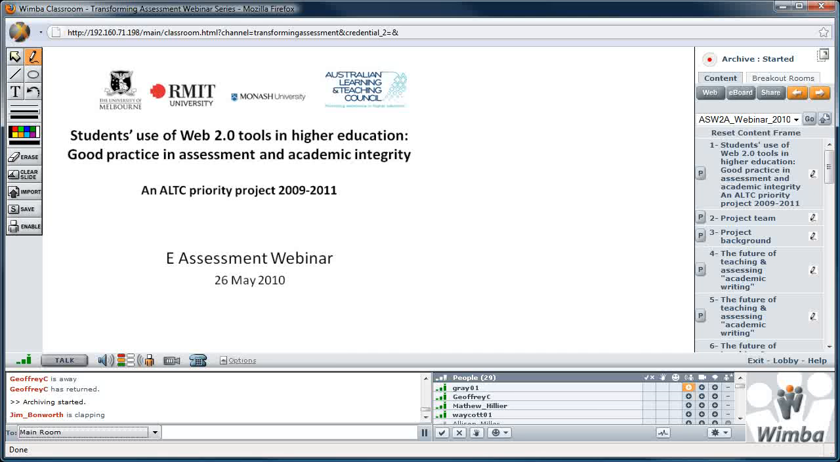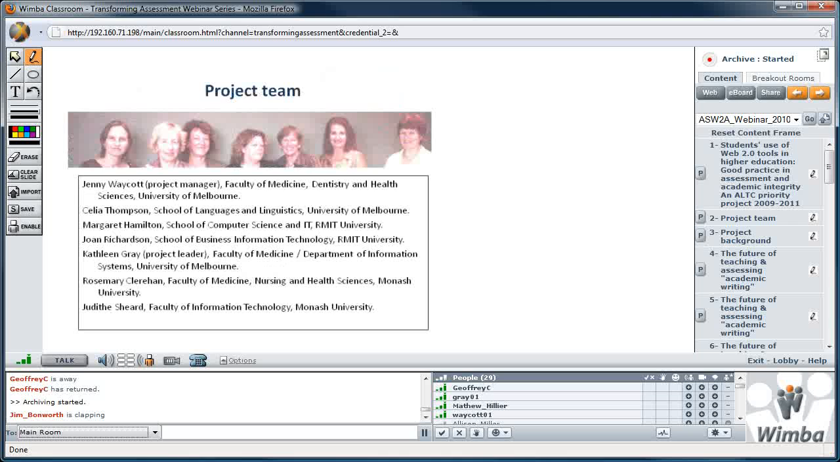Here we are. Jenny Waycott's on the left. I'm somewhere towards the right. Kathleen Gray is my name. The rest of the project team members are from the three universities that are leading this project: RMIT, Monash, and Melbourne. You can see that we come from a variety of disciplinary backgrounds.